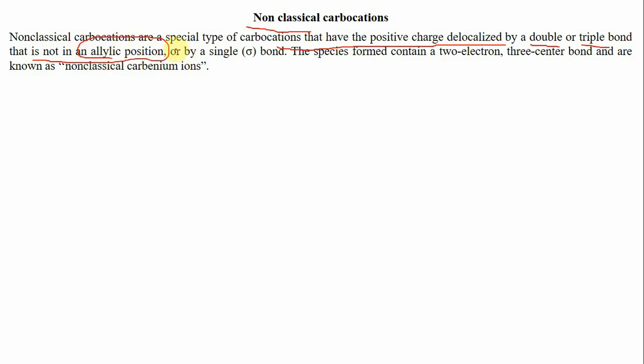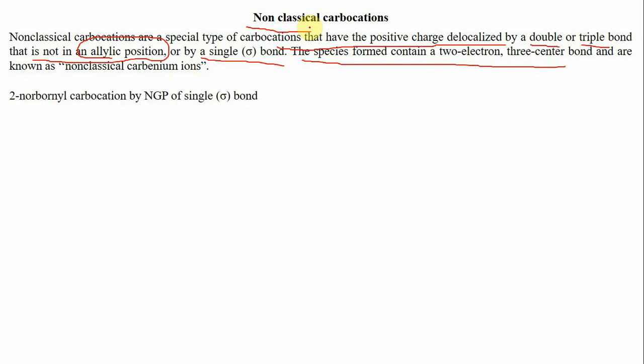So this is very important in the case of non-classical carbocations. The positive charge is delocalized by a double bond or a triple bond which is not at the allylic position, or you can say which is not in conjugation with this positive charge, or they can be stabilized by a sigma bond. Now in these kinds of carbocations, there is a formation of a 2 electron 3 center bond and a bridge type of structure. So these non-classical carbocations can be stabilized by either a sigma bond or a pi bond.